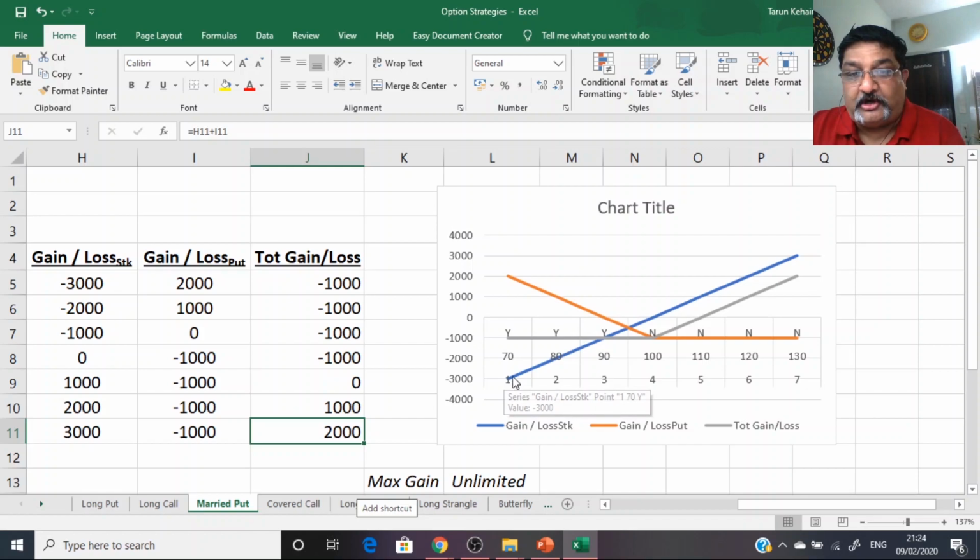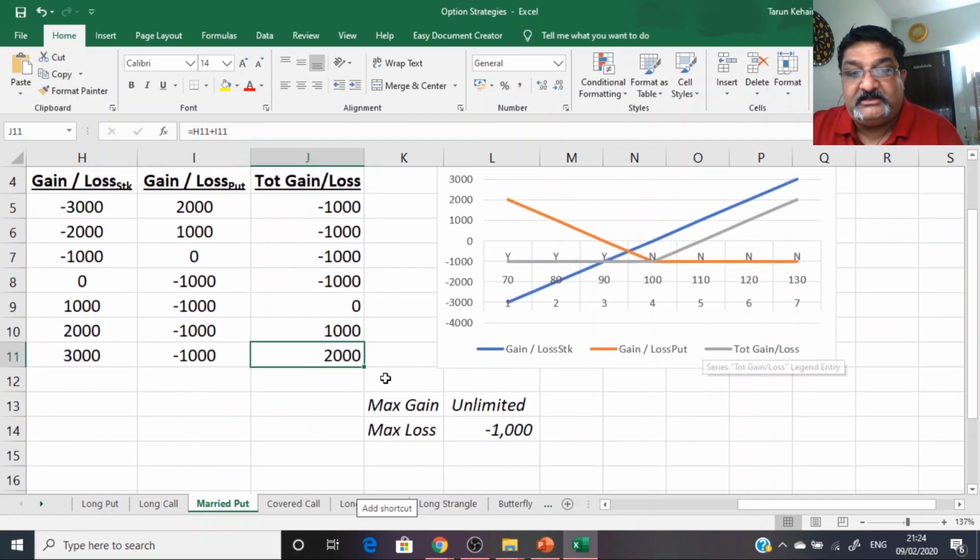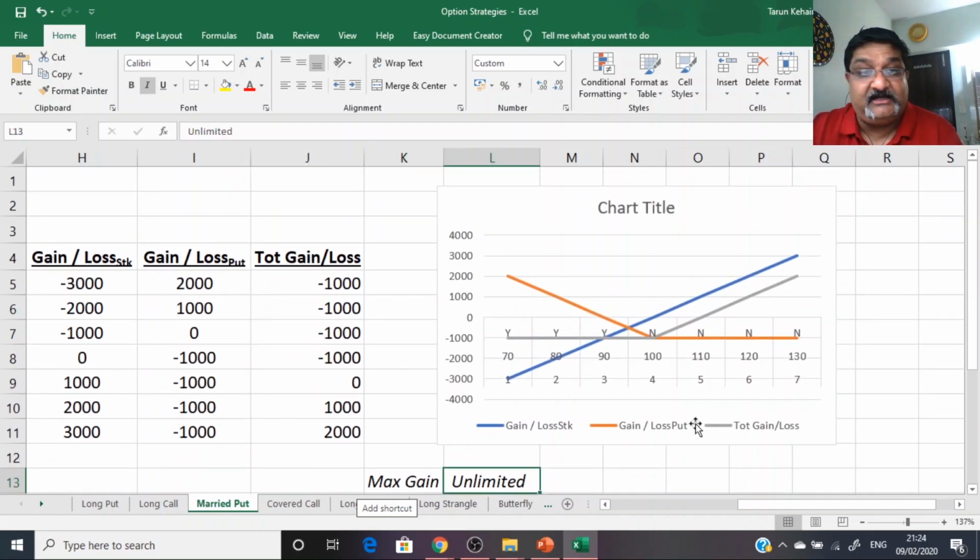Whereas on your stock, as you're moving from 70 onwards to 130, you are moving from losses to gains on your stock. Therefore, if you look at your total gain or loss, which is represented by the gray color, it starts with a stagnated $1,000 loss and then starts moving upwards, right? So you will look here. Here also the maximum gain on the married put is unlimited.